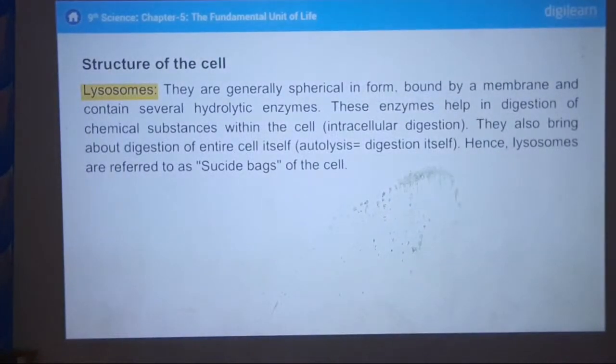Lysosomes. They are generally spherical in form, bound by a membrane, and contain several hydrolytic enzymes. These enzymes help in digestion of chemical substances within the cell. This is known as intracellular digestion. They also bring about digestion of the entire cell itself. This is known as autolysis or self-digestion. Hence, lysosomes are referred to as suicide bags of the cell.